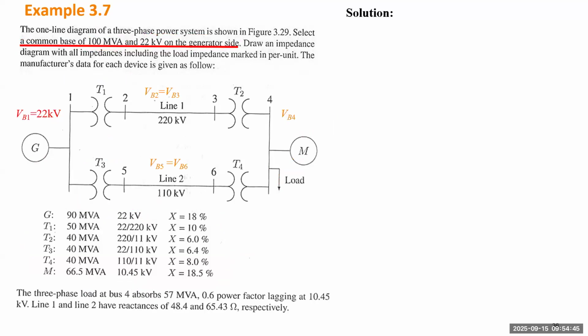Okay, so let's define those notations. VB1, VB2 to VB4, and VB6 just define different voltage base values. VB1 is for the generator, and VB2, VB3 are mainly for substation number 2 and substation number 3. But because they're connected by the same transmission line at the same voltage, we know VB2 is basically the same as VB3. For substation number 5 and 6, if they have a voltage base value, they are also equal. For the motor, there will be another base value, VB4.